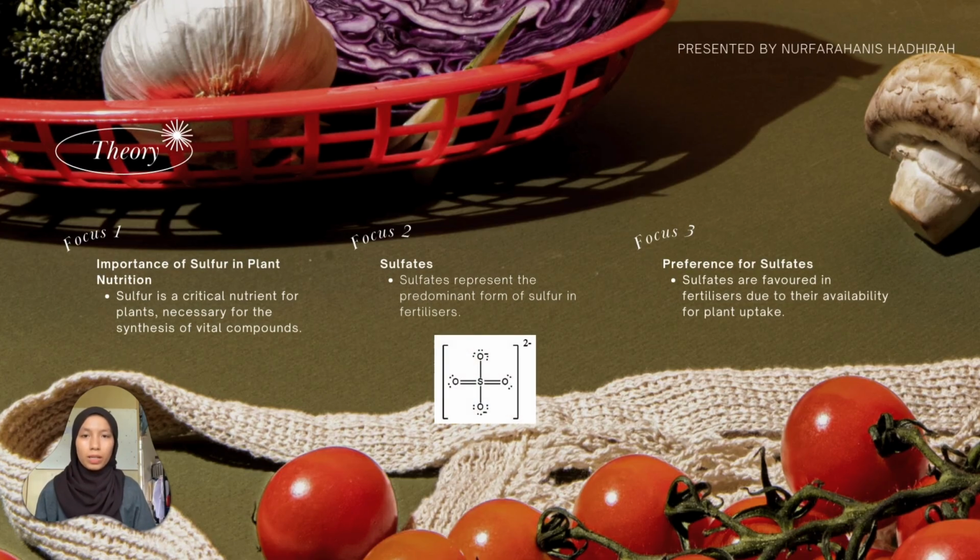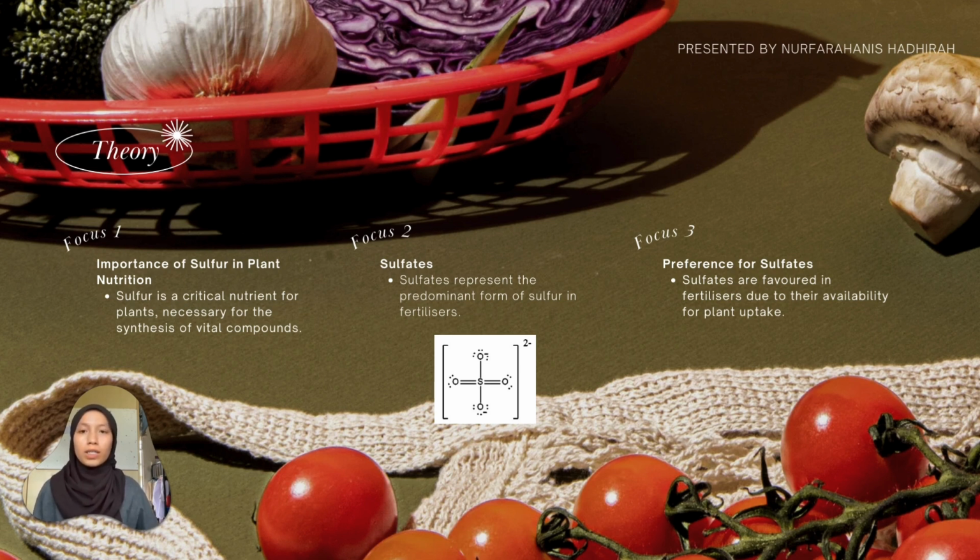So this part will explain the theory of sulfur in fertilizers. The first focus here is the importance of sulfur in plant nutrition. Sulfur is an essential nutrient for plants, playing a crucial role in the production of vital compounds. It is a fundamental component of amino acids, which are the building blocks of proteins. Additionally, sulfur is necessary for the synthesis of vitamins and the formation of chlorophyll, the molecule responsible for photosynthesis.